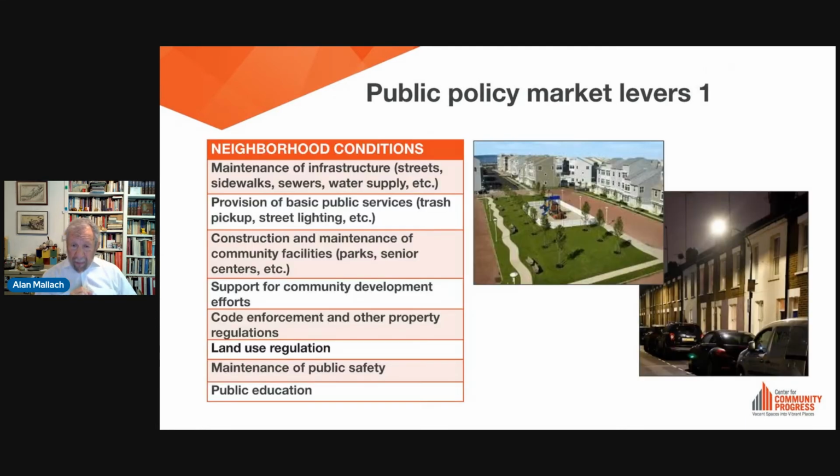So next slide. If we look at neighborhood conditions, I won't go into any detail here, but you can get some idea.